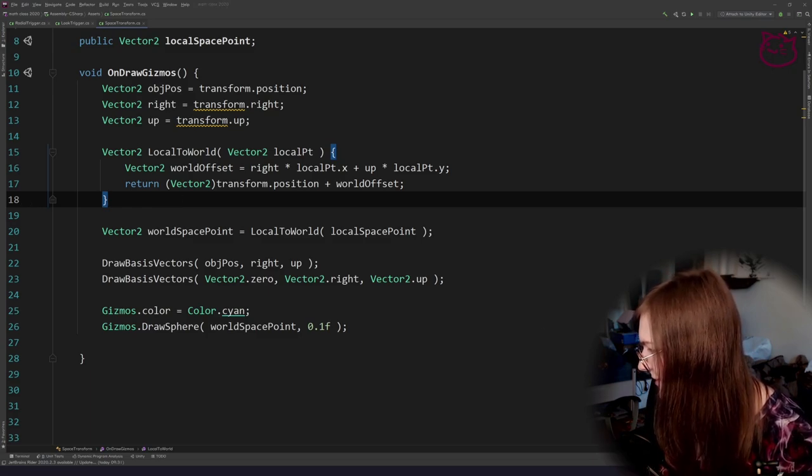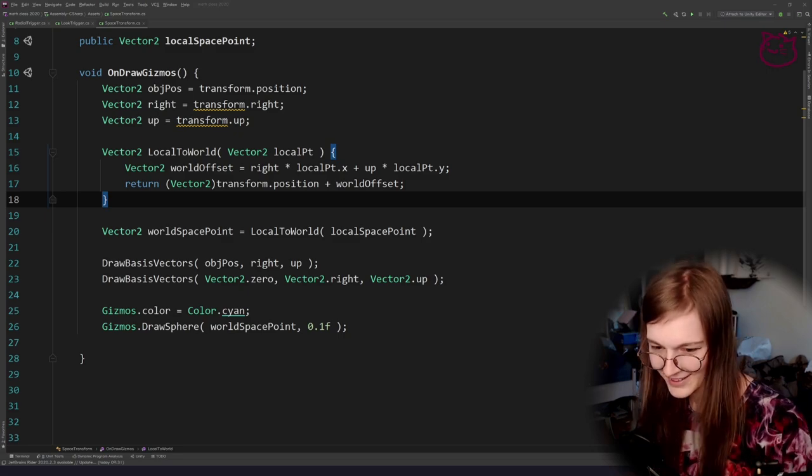It worked for every rotation around the z-axis. Okay, cool. Well, grats in that case.